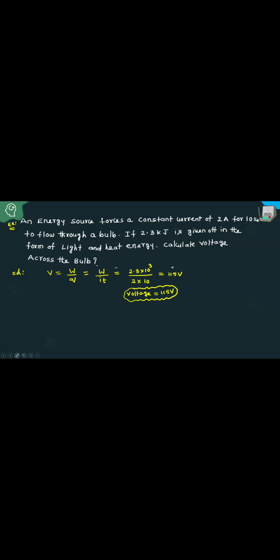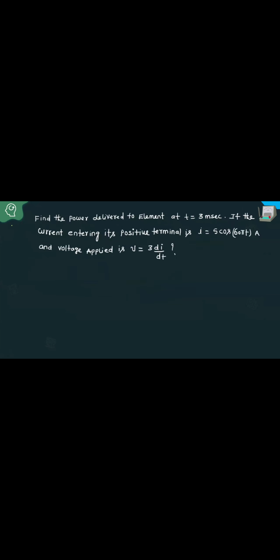Next. See the next one, friends. Find the power delivered to the element at t equals 3 milliseconds, if the current entering its positive terminal is 5 cos 60 pi t amperes and the voltage applied is 3 di by dt. You have to calculate the power delivered to the element. How to calculate? Power equals V of t into I of t.